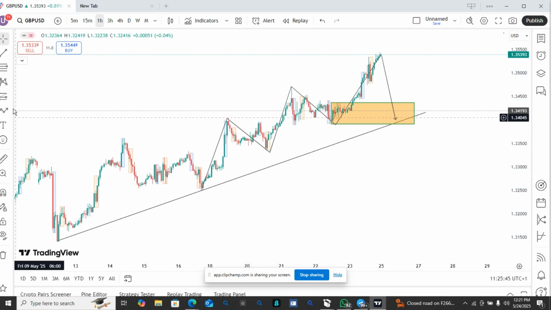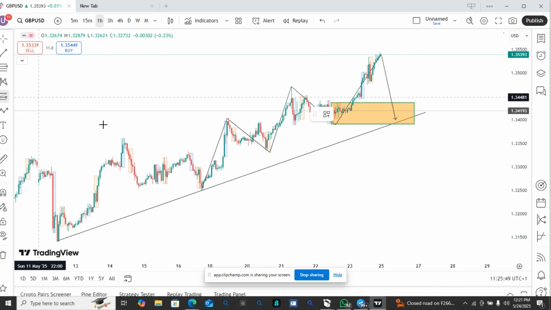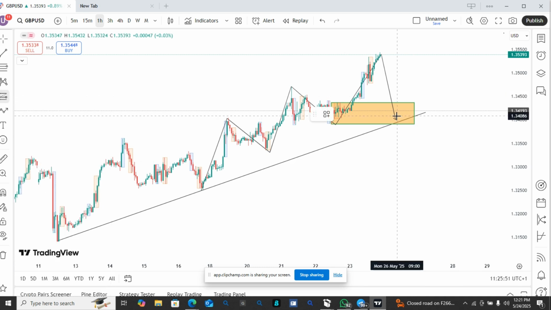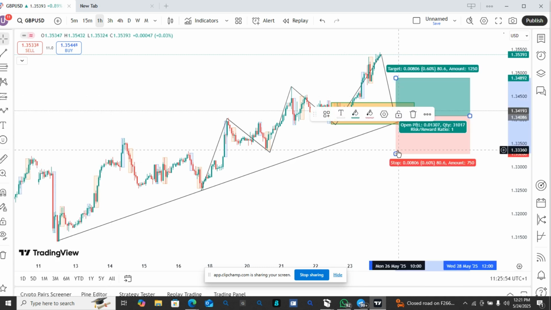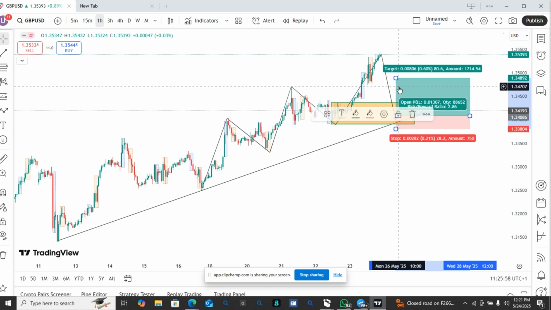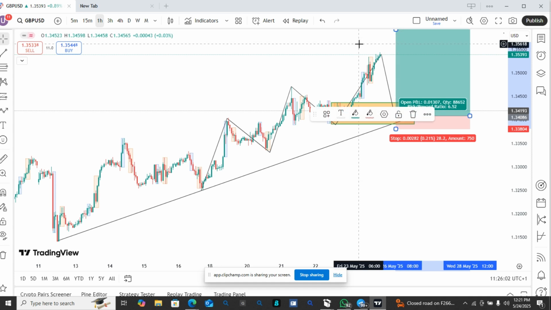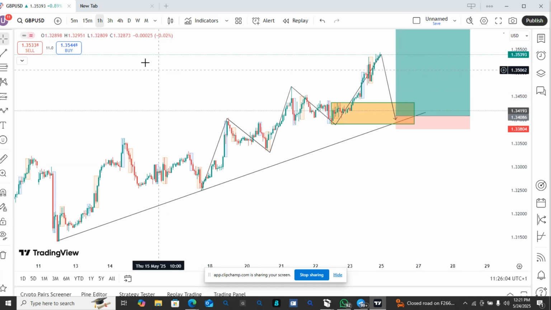Okay, we can equally go down to 15 minutes time frame to modify it. We pick up a buy from this zone, and our stop loss will be below this 1 hour zone. Okay, and our target will be that weekly resistance level. That will be our target. So this is our analysis on GBP USD coming this week.